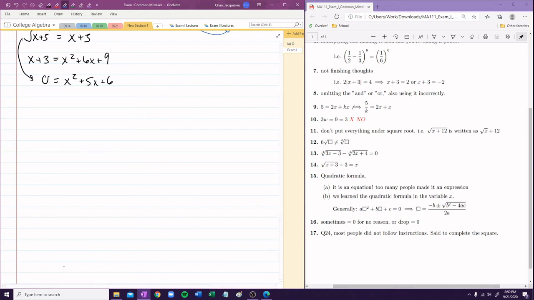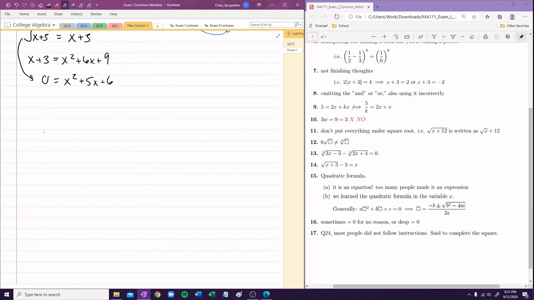So another thing was the quadratic formula. So it's multiple things. First of all, the quadratic formula is an equation. A lot of you wrote it as an expression, right? That's not right. You didn't say x equals, or whatever equals, like the y equals. You just gave me the other part. The other one, I guess I just didn't think about it, so it's kind of on me. But we learned the quadratic formula in the variable x.